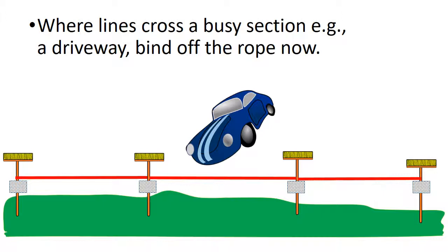Where the lines cross, for example in a busy section like a driveway there, you bind off that rope, because of course you want to use your car and go into the garage at night or during the day. You simply bind off that section.